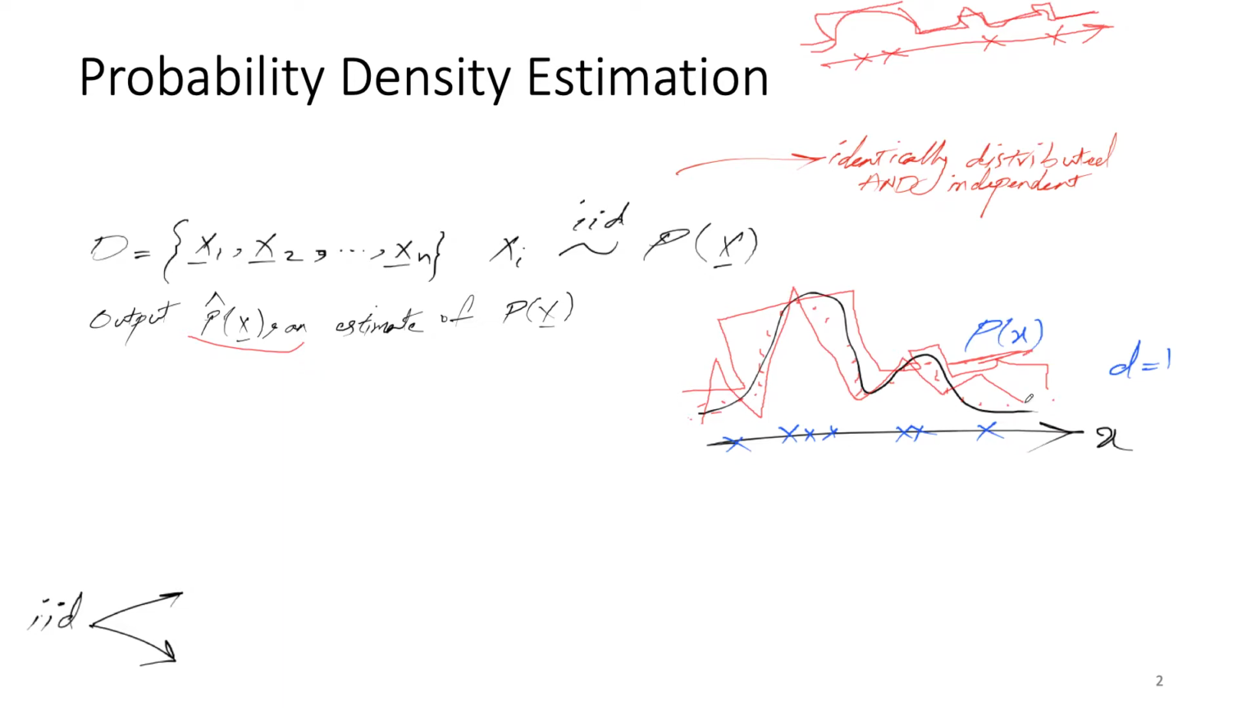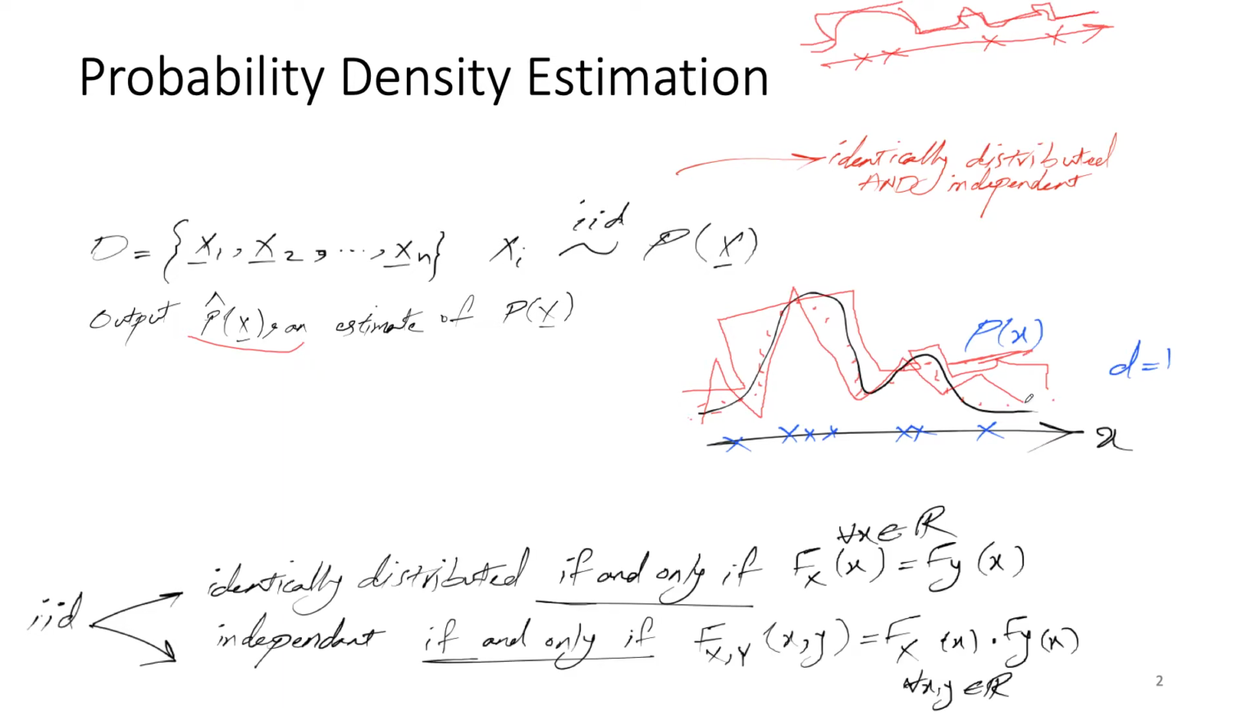Let's talk about the definition of IID. We call a distribution IID if it has these two conditions simultaneously: identically distributed and also independent. We call it identically distributed if and only if, for every x in R, f of x equals f of y. So we understand that if this condition holds, they are identically distributed.